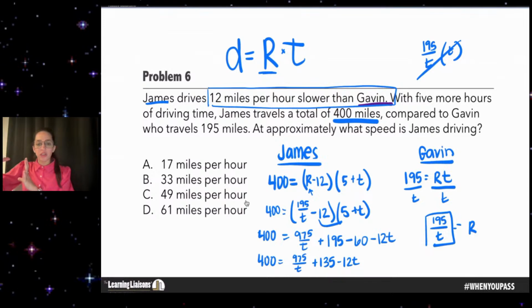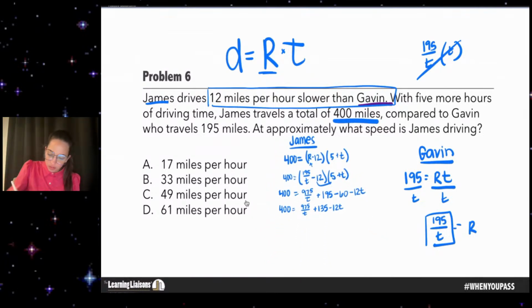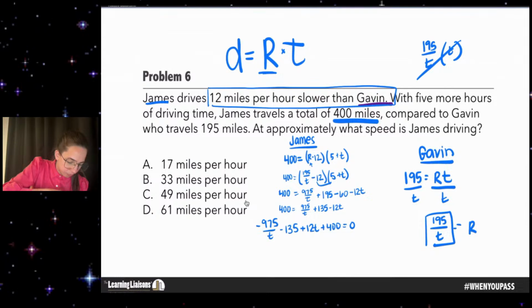I'm going to move everything over to the left side of my problem, and I'm going to make some of this a little smaller so that I have more room. So that gives me negative 975 divided by T minus 135 plus 12T plus 400 equals 0. 400 minus 135 is 265. So negative 975 divided by T plus 265 plus 12T equals 0.